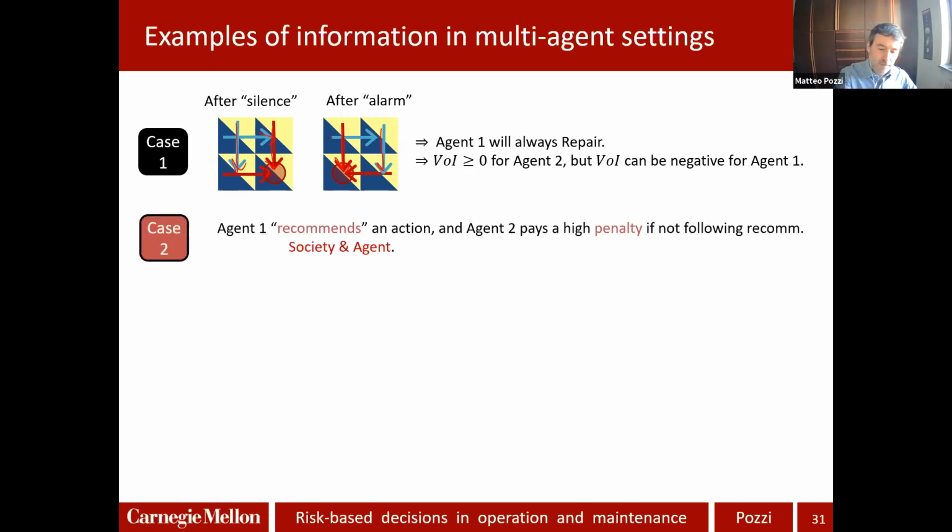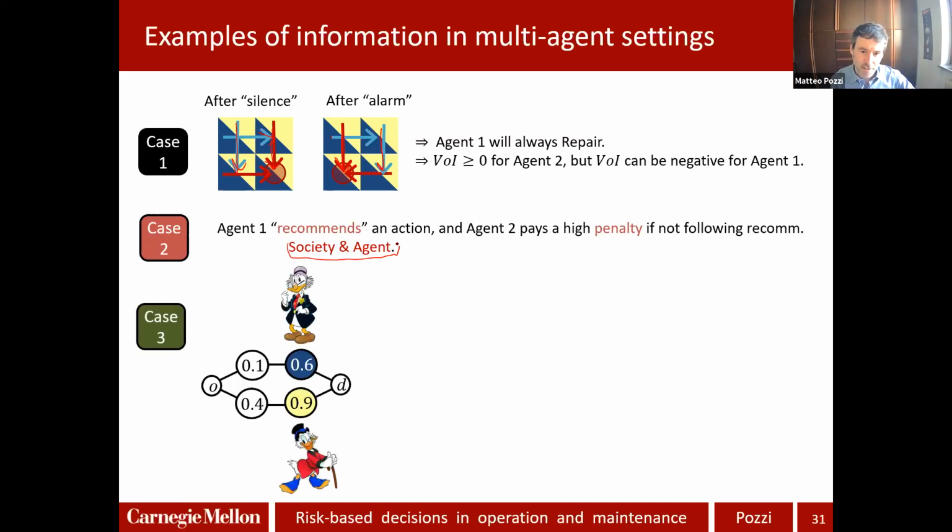Also, the same setting of society and agent can be reshaped. Now, instead of having a hard constraint, we can think of agent one, society, recommending an action, and agent two having to pay a very high penalty if it does not follow society's recommendation. And that happens, you can have, again, the same setting that I showed before.